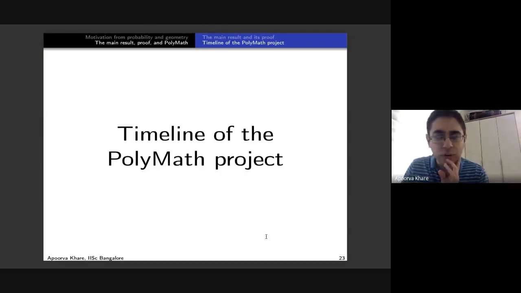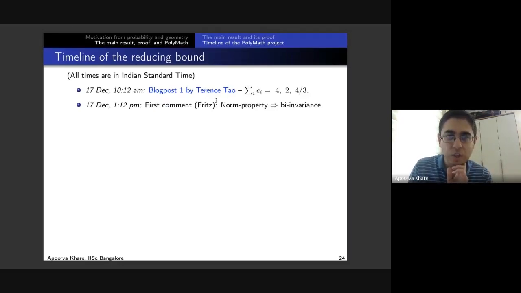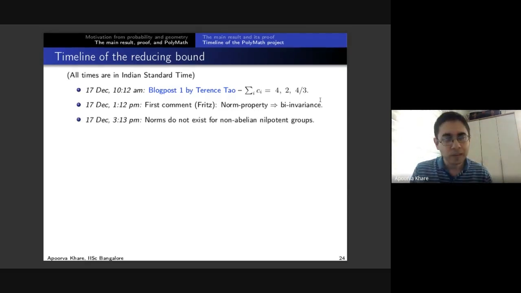Okay, so I guess I'm sort of done, but in the last few minutes, let me just remind you of the Polymath project timeline. So this was the first blog that Tao posted up. All times are in Indian Standard Time. In 3 hours, Tobias Fritz from Germany, who had just woken up early morning in Germany time, proved that the norm property at left invariance implies right invariance.